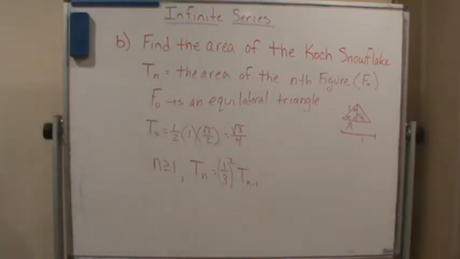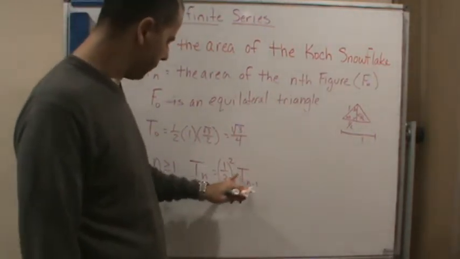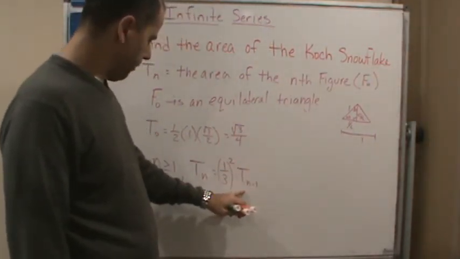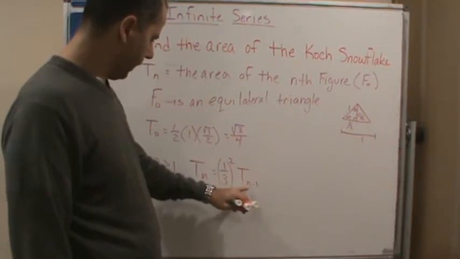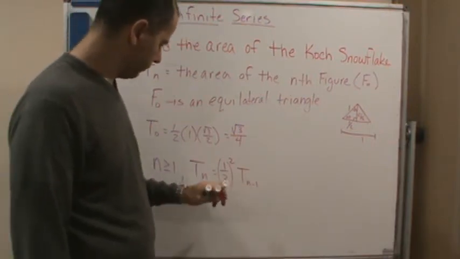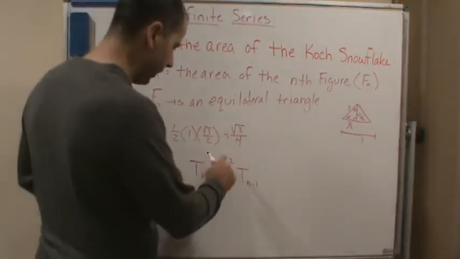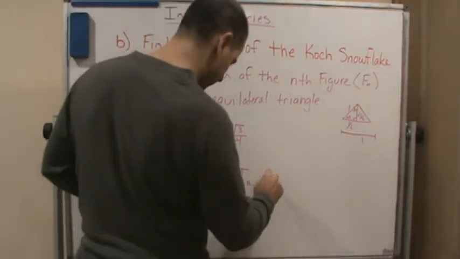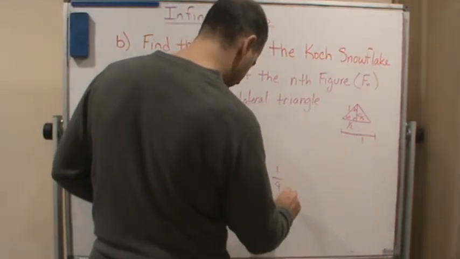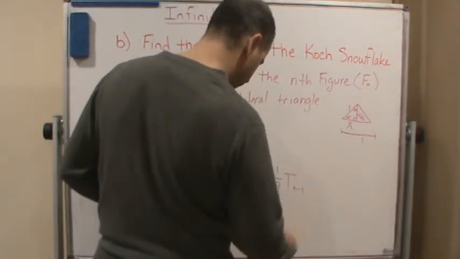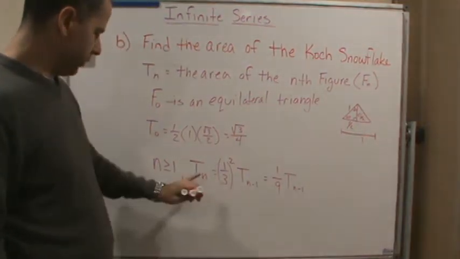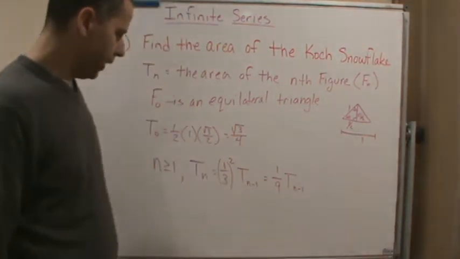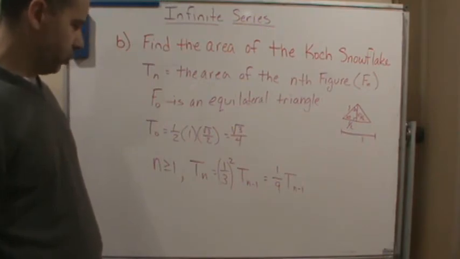Okay, so now what happens? If we keep doing this, if we keep replacing this with t sub n, 1/3 squared, so this is going to be 1/9. So let's make this into 1/9 t sub n minus 1. Okay, so t sub n is equal to 1/9 of t sub n minus 1.